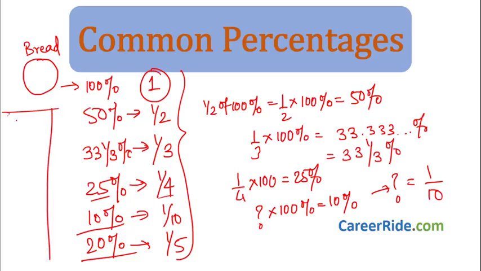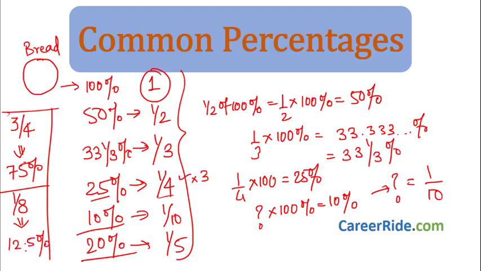There are a few more values. Let's note them down. What is 3 by 4? 3 by 4 is nothing but 1/4, three times. That is 25% plus 25% plus 25%, that is nothing but 75%. If someone wants 1 by 8 amount of bread, right? So what is that? 1 by 8 is nothing but 100% divided by 8, which is 12.5%. So these are common percentages and their corresponding fractions.